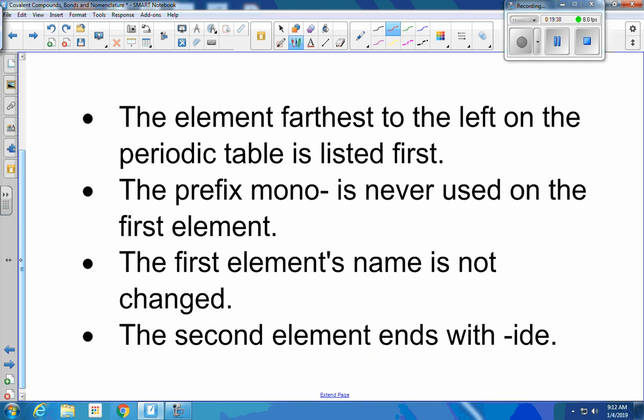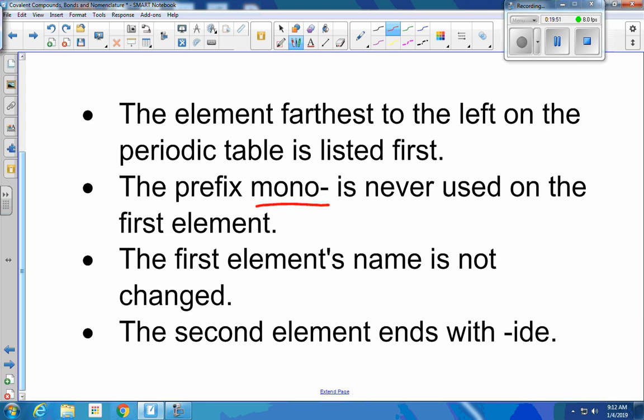Now, here's a key thing. We never use mono on the first element. Okay, that is never used on the first element. The fact that you list the element means there's already one there. There's no reason to tell me that it has one. So we never use mono on the first element. The first element's name is not changed. We don't change the ending.